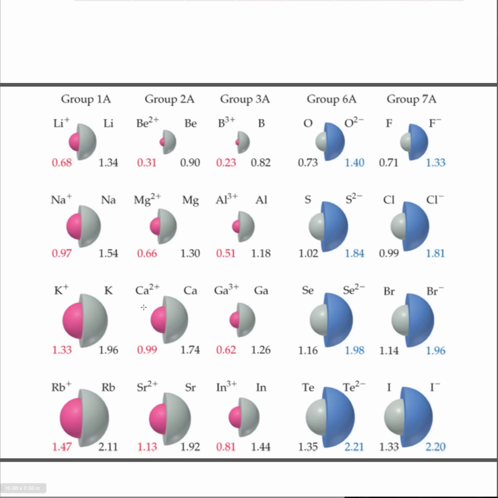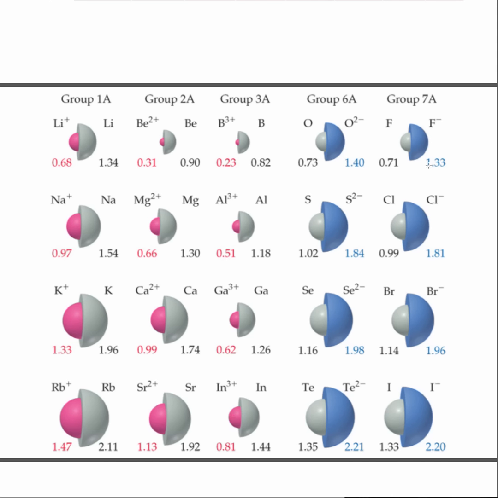Same story for the 2+ family, group 2A. Beryllium, 0.9 angstroms, but I lose 2 electrons and I get smaller. 1.3 angstroms for magnesium, lose 2 electrons. Calcium loses 2 electrons. Strontium loses 2 electrons. Boron likes to lose 3 electrons. Same for aluminum, and it gets smaller. So positive ions, the cations, are smaller than the parent atoms from which they came.